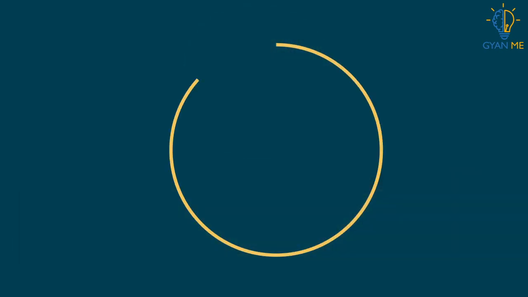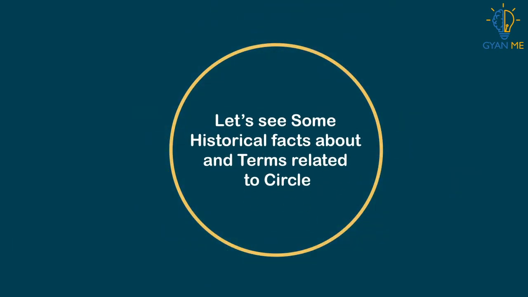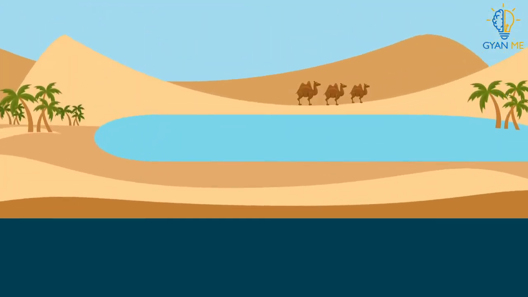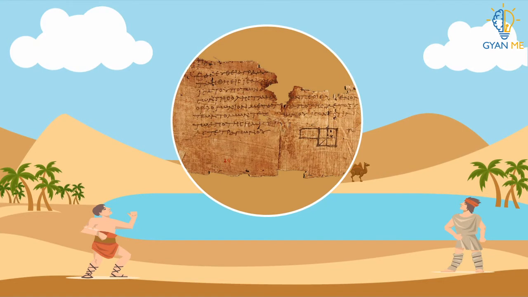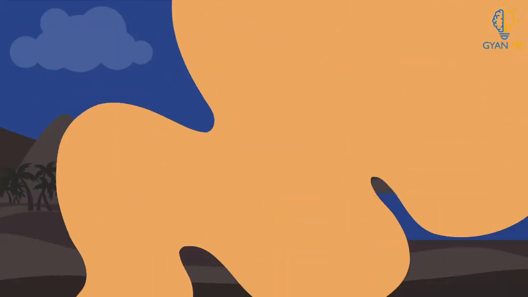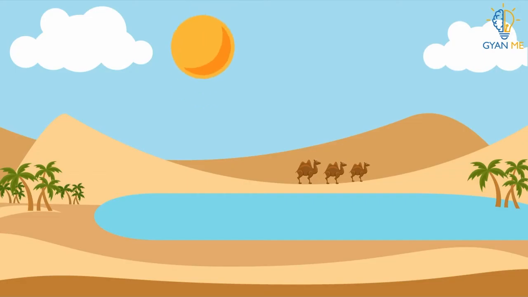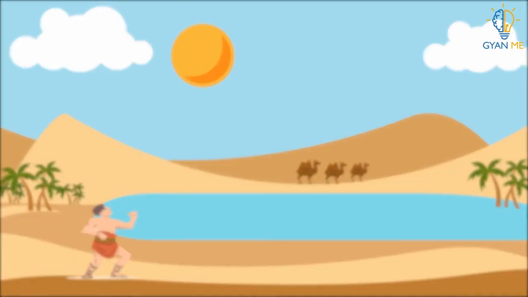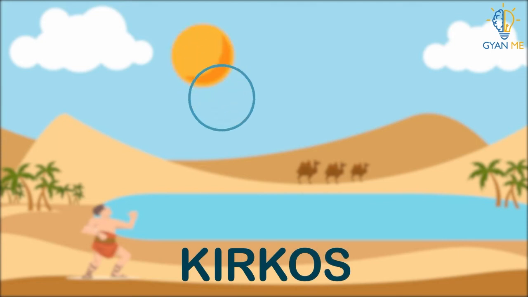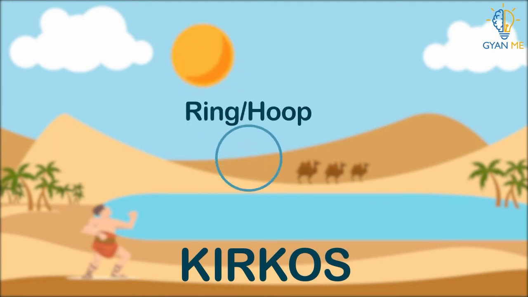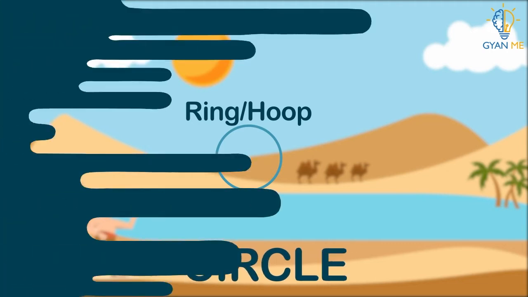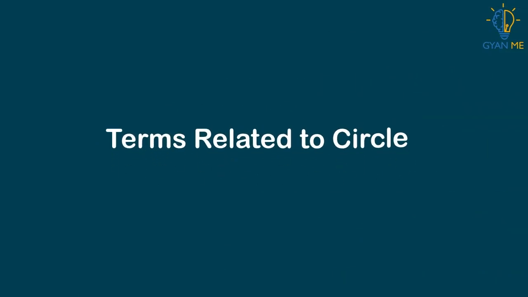Now let us see some historical facts about circle and also understand some terms related to it. Greeks were very advanced in geometry. They observed some hoop or a ring-like shapes in the moon and sun, etc. They called it as circus in their language, which means a ring. With time, the circus word got changed to circle. Now let us refresh terms related to circle.